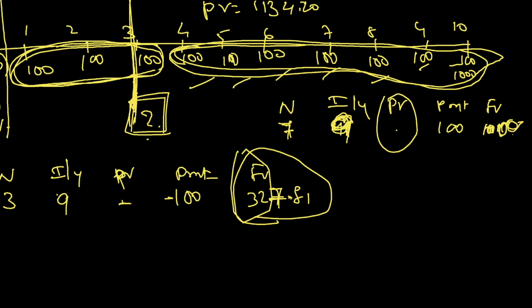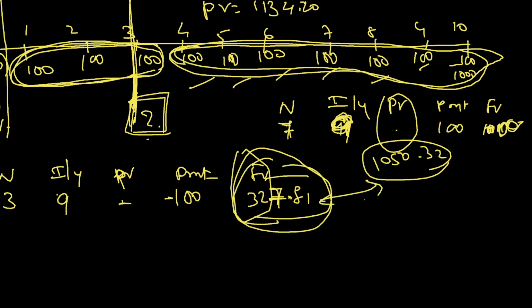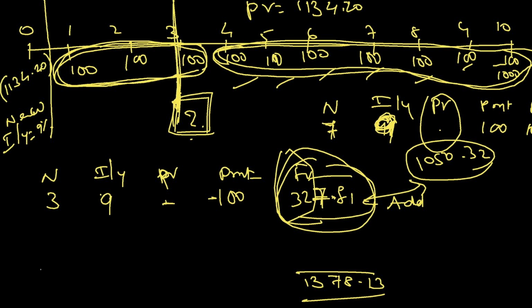So 7N, 9IY, 100 payment, 1000 future value, compute present value. It comes to 1050.32, and 327.81. So these two are the cash I'm going to have. So add these two. So I will get 1050.32 plus 327.81. So 1378.13, and initially I invested 1134.20.